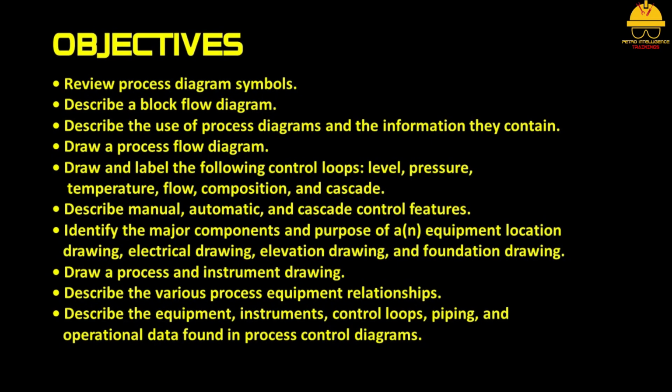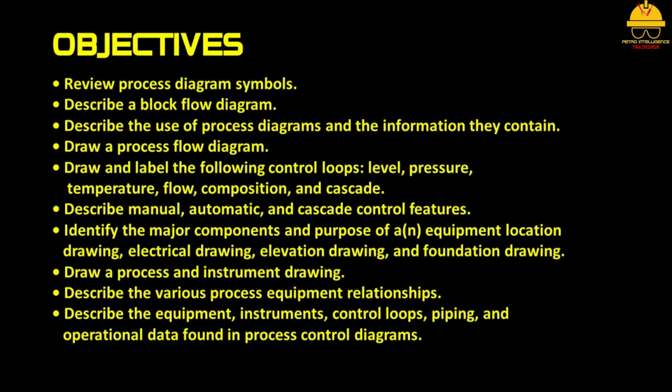Describe a block flow diagram. Describe the use of process diagrams and the information they contain. Draw a process flow diagram. Draw and label the following control loops: level, pressure, temperature, flow, composition, and cascade. Describe manual, automatic, and cascade control features.